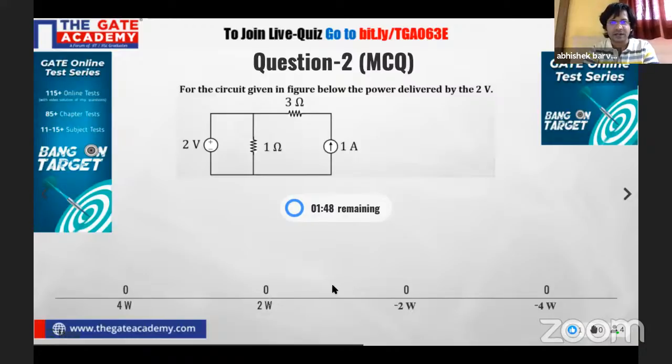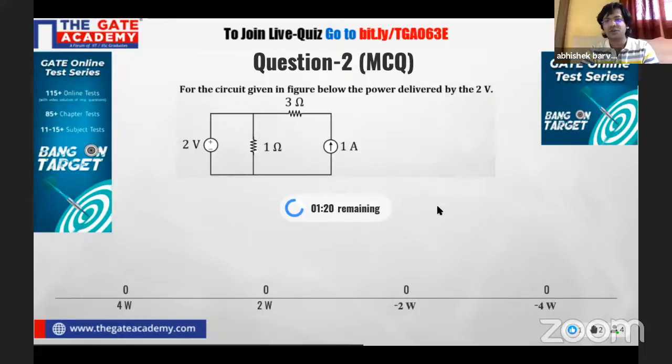Okay. So look at the circuit. For the circuit given, you have to calculate the power delivered by the 2 volt source. This is the circuit, and a 1 ampere current source is given. So you can apply certain KCL and something like that, and try to calculate the current supplied by the 2 volt source. I'm sure that will give you the power supplied by the source.